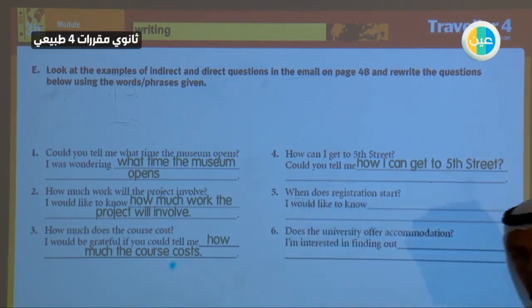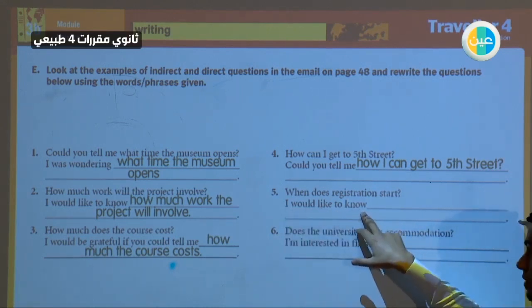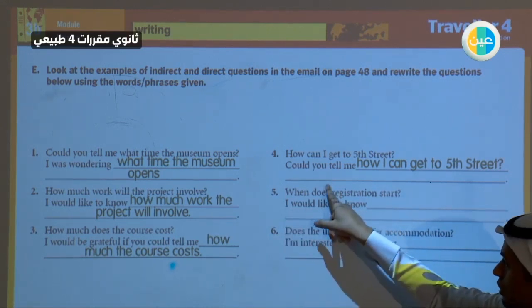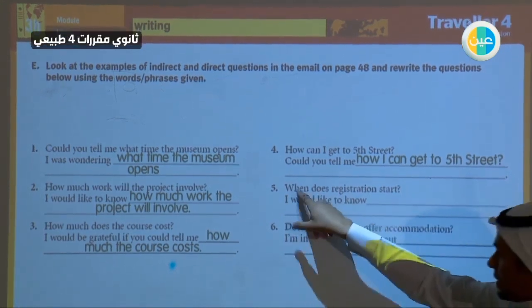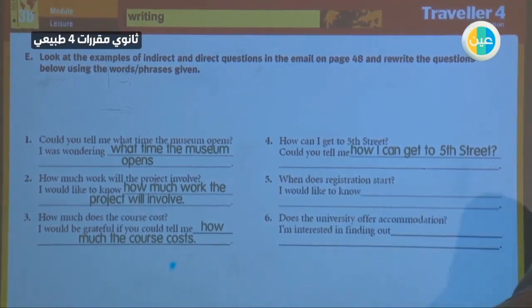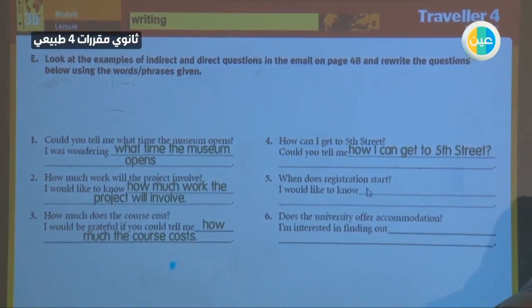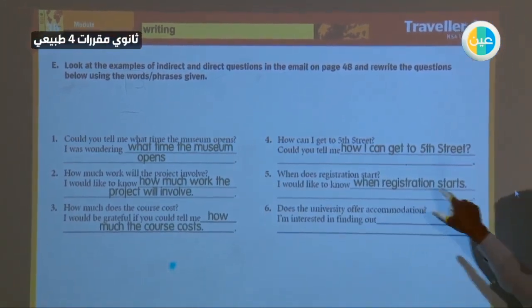5, when does registration start? I am going to register for the course, but when does it start? So I would like to know, the same as in the beginning. We don't include does. I would like to know when registration starts. We add s to the verb.